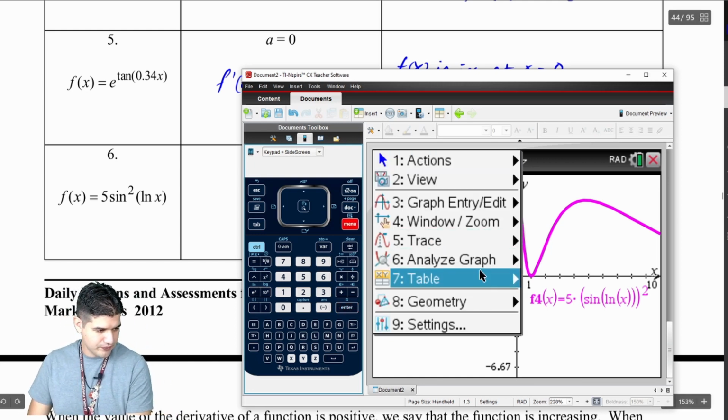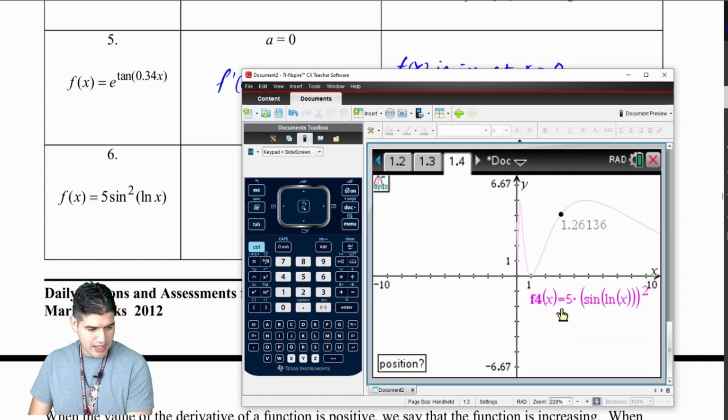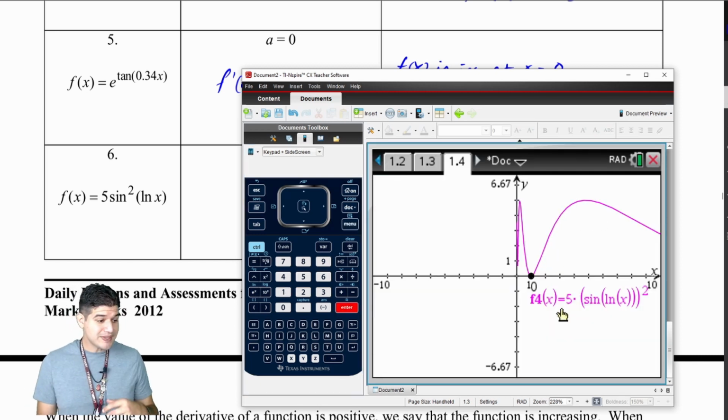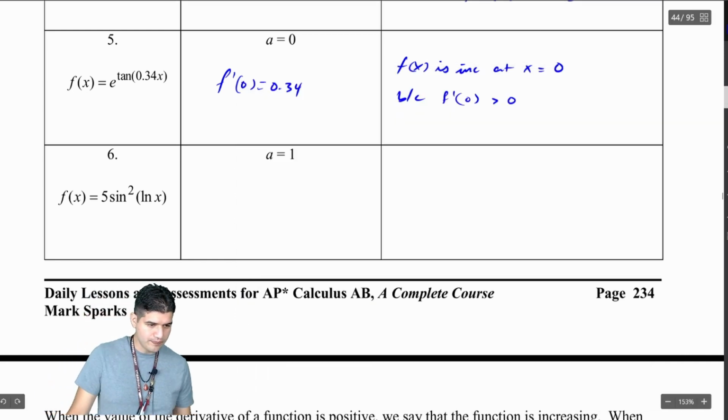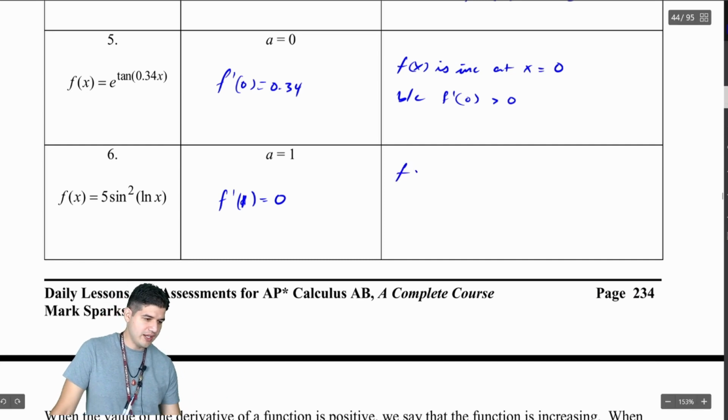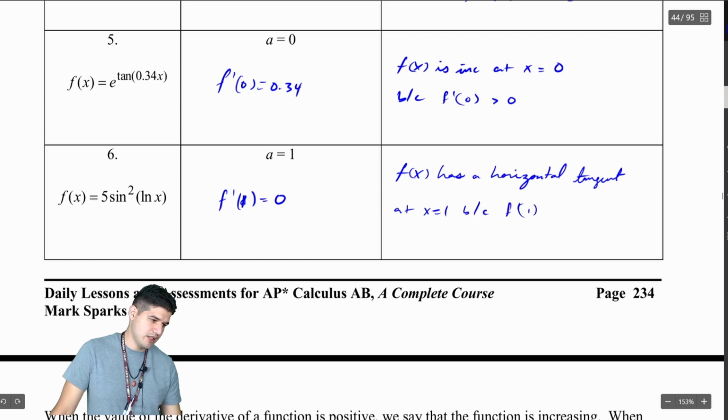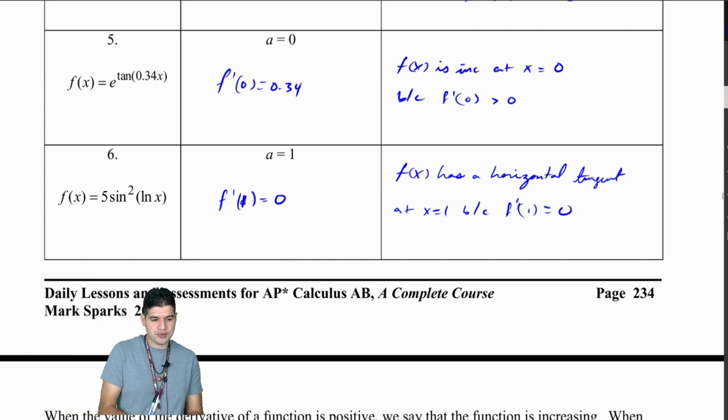So menu, analyze graph, dy dx, and type in 1, enter, and it comes out to be exactly 0. So that's the derivative. All right, so f prime of 1 is equal to 0. Well, what does that mean? Well, f of x has a horizontal tangent at x equal to 1 because f prime of 1 is exactly equal to 0. So that's how we know that there's a horizontal tangent there.